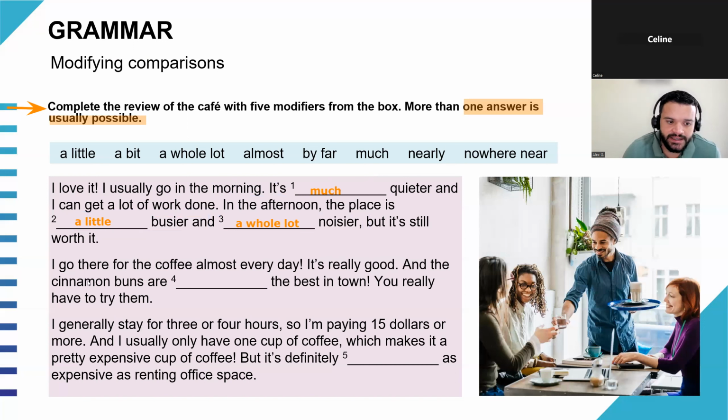All right, the next one. The next one says, I go there for the coffee almost every day. It's really good. And the cinnamon buns are the best in town. Maybe you could say almost, by far. Let's use by far. By far the best in town. Okay, go ahead and continue. You really have to try them. Go ahead and read the last part here, Celine.